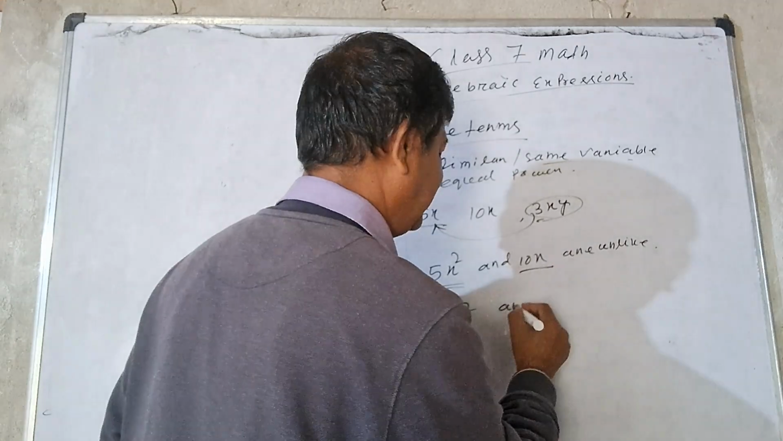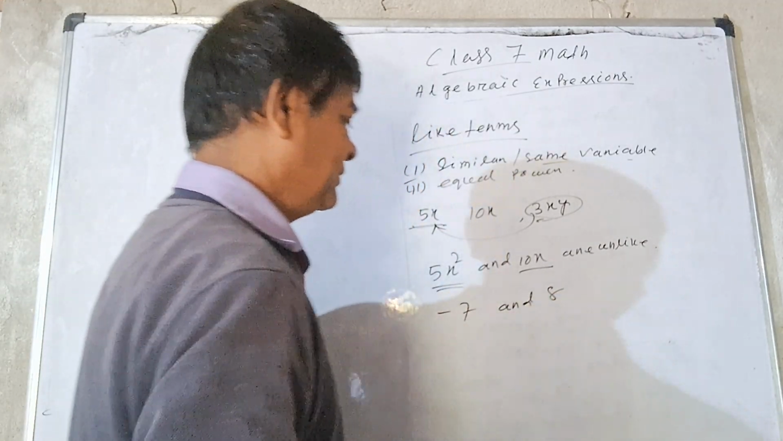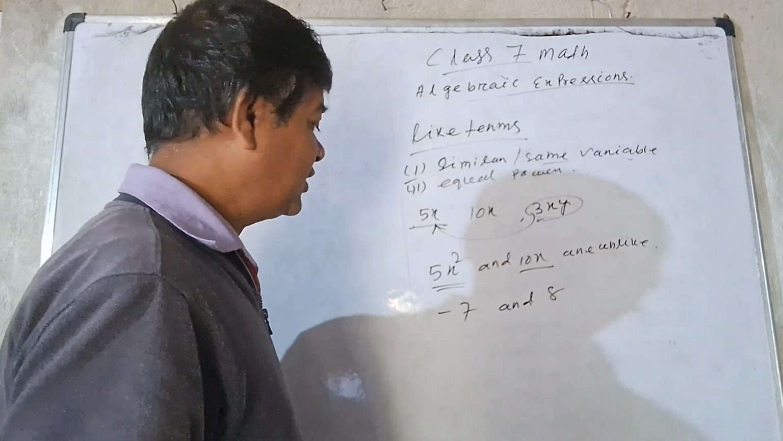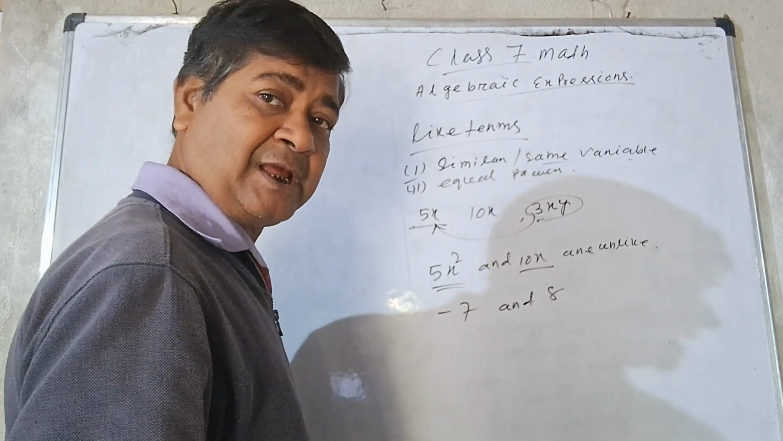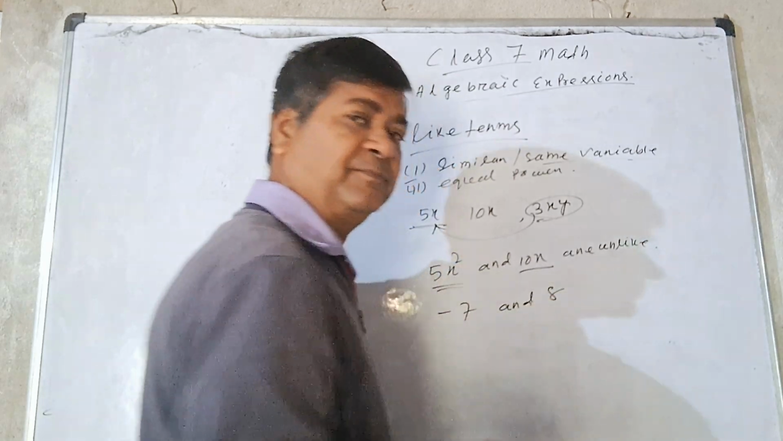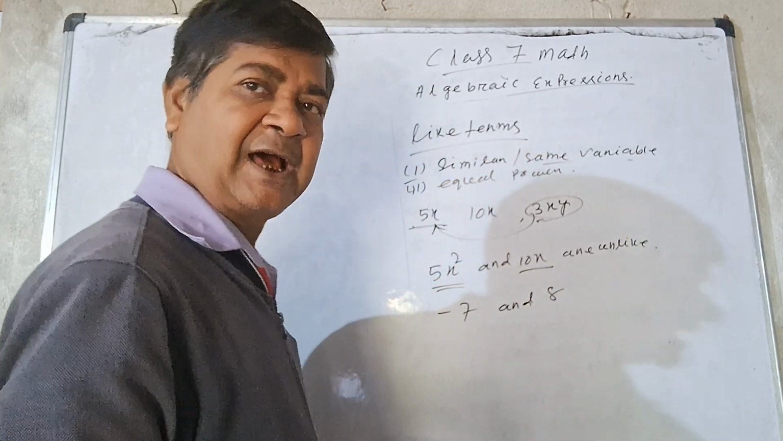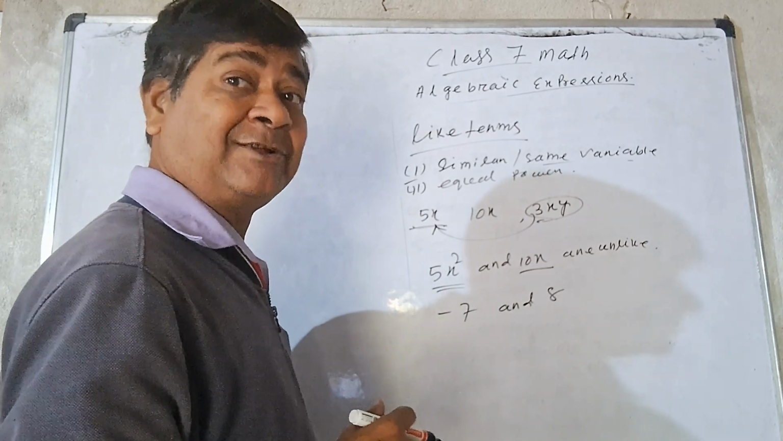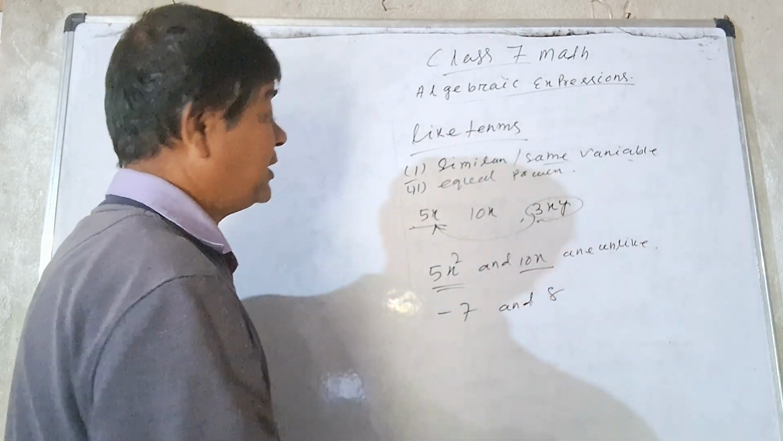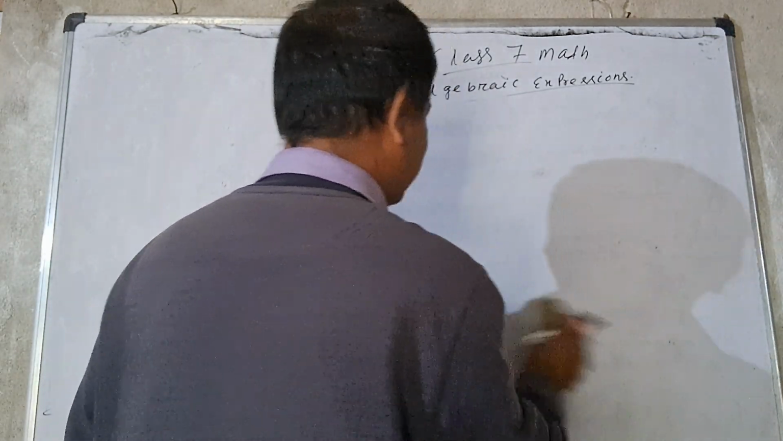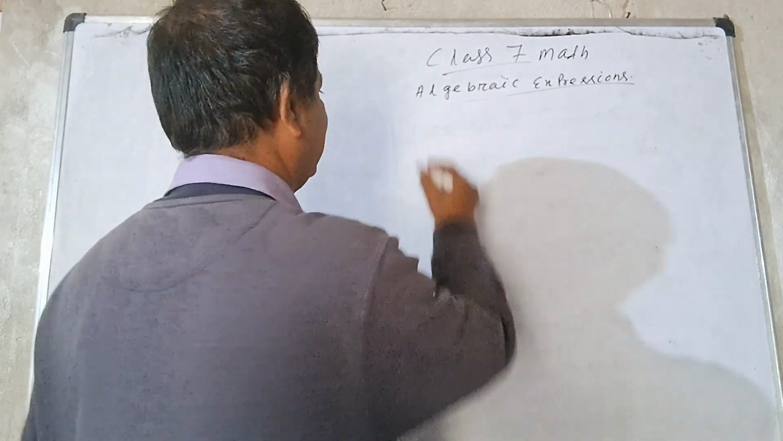-7 and 8 are two constant terms. It is not necessary to think about how large the number is, only look at the term. There are two constant terms, -7 and 8, and they are like terms. What is the requirement of like terms? We need them in algebraic expressions at the time of addition and subtraction.